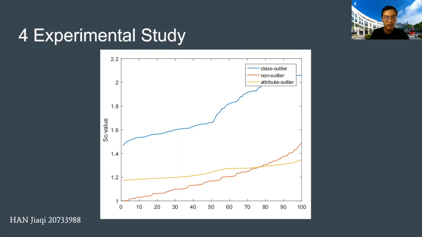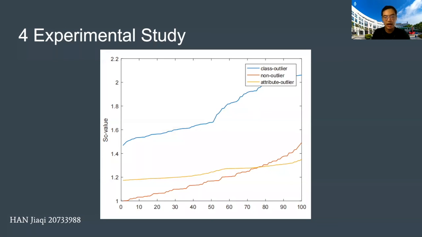After introducing the penalty mechanism, the SA value can also be used to distinguish attribute outliers from non-outliers. Obviously, for each attribute outlier, its SA value is 0, while the non-outliers' SA value is always greater than 1. We can set the threshold delta A equal to 1. When SA is smaller than 1, the object is an attribute outlier.